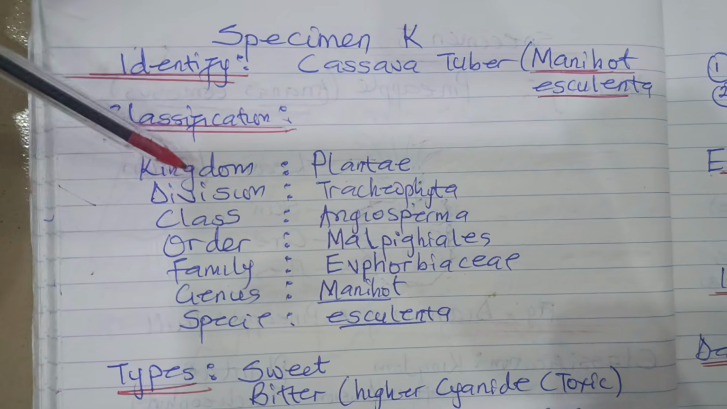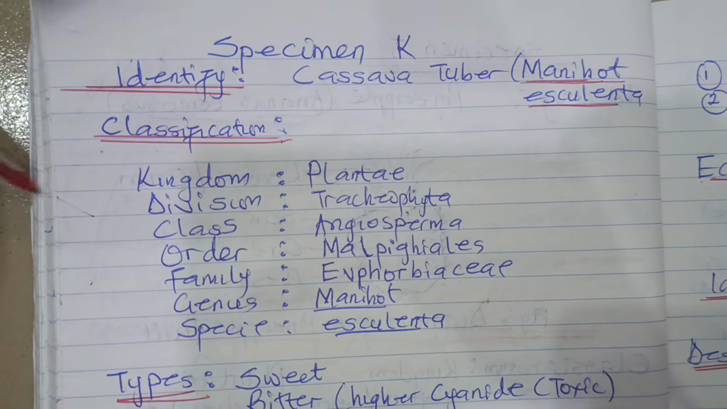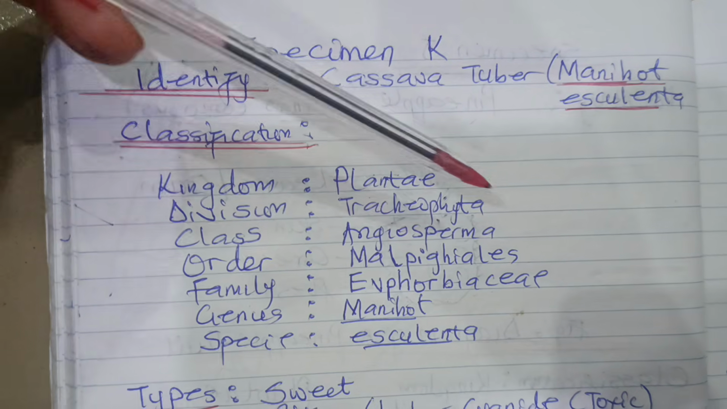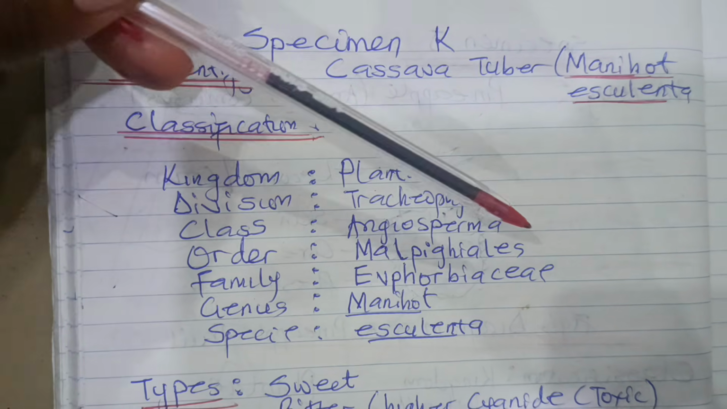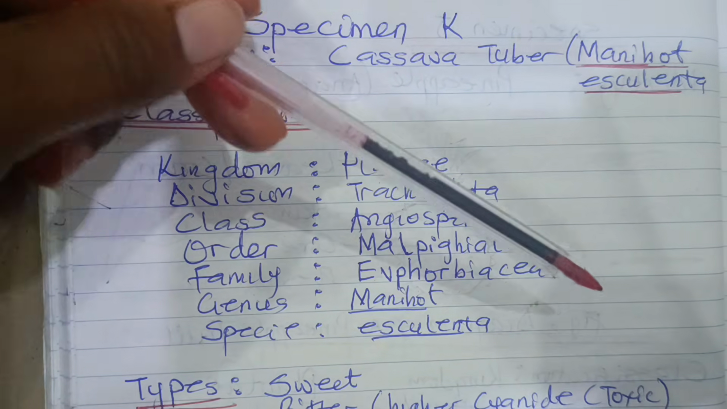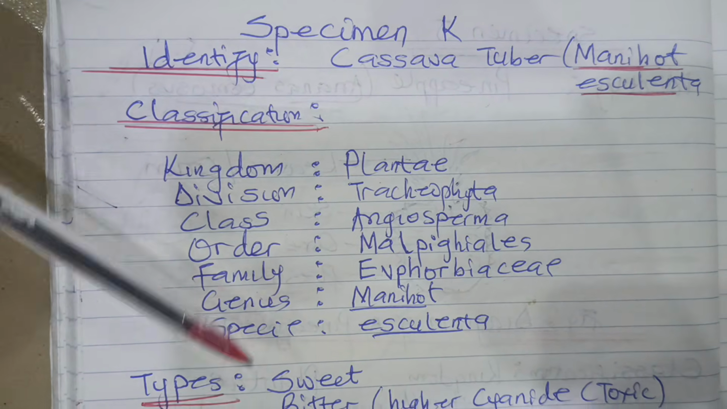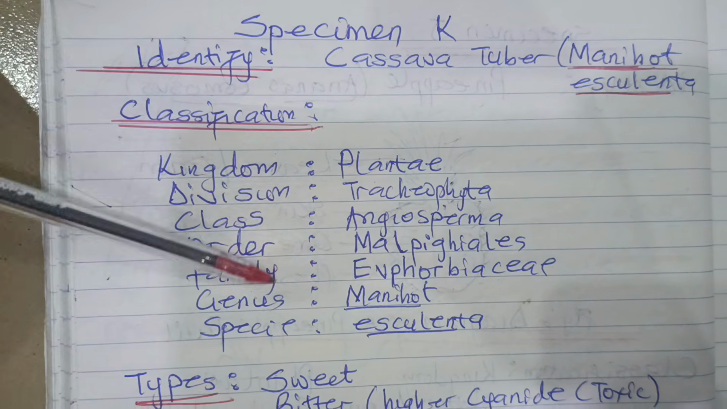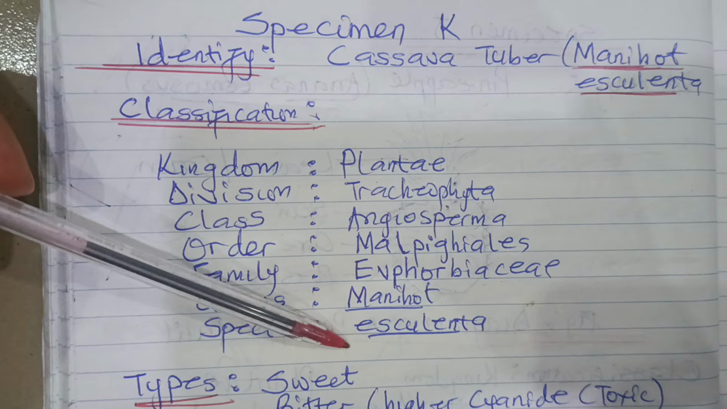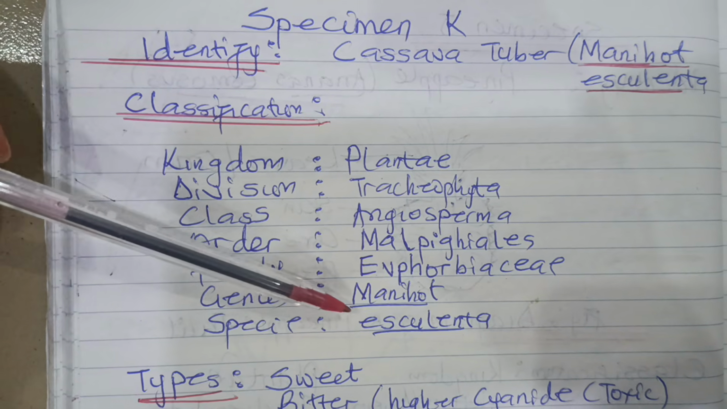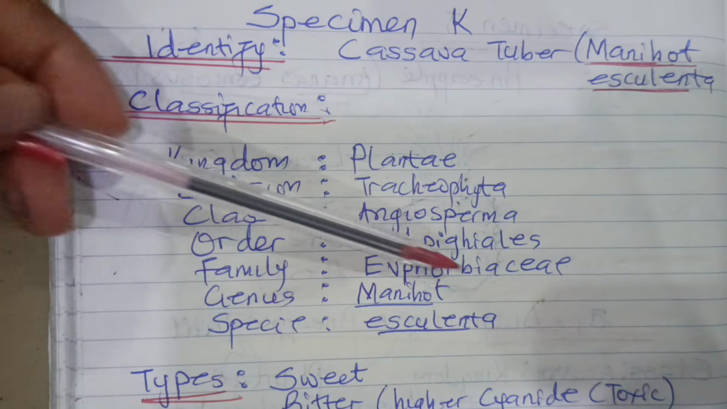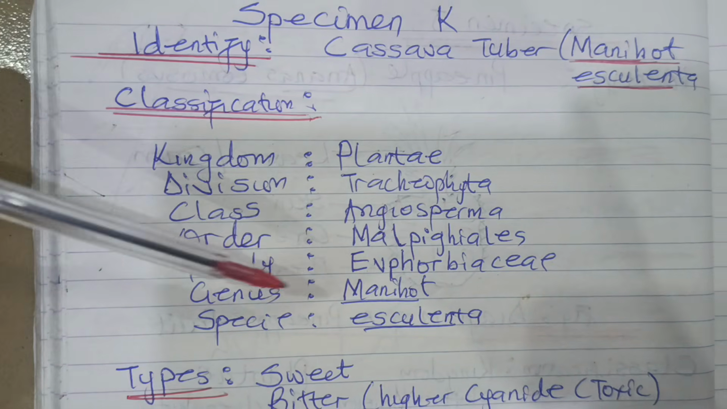A-E, right? Division. Remember, I said we don't use phylum when classifying plants. Okay, division Tracheophyta, class Angiosperma, order Malpighiales, family Euphorbiaceae, genus Manihot, and species esculenta. Don't forget your genus name is in capital letter while the species name is in small letter, and then don't forget to underline them separately. Okay, so Euphorbiaceae, Manihot, esculenta, right?